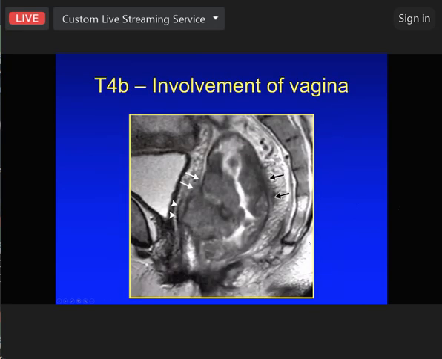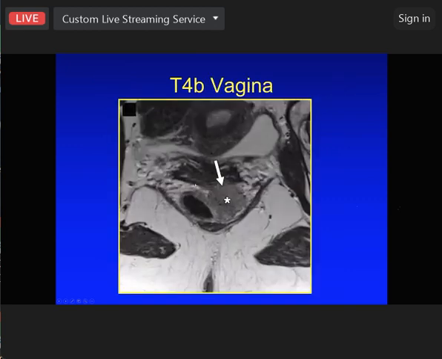Now we're moving into the T4B tumors, which involve adjacent organs. This is a female patient, sagittal scan. There is bladder. This is vagina. There's the vaginal vault. And here you can see this very bulky tumor growing into the posterior wall of the vagina. Here we have an axial section.